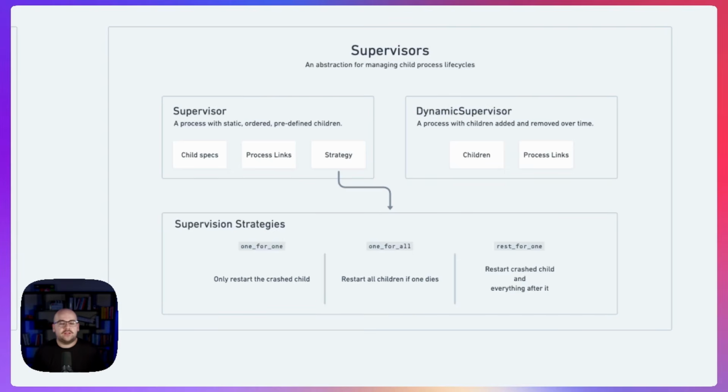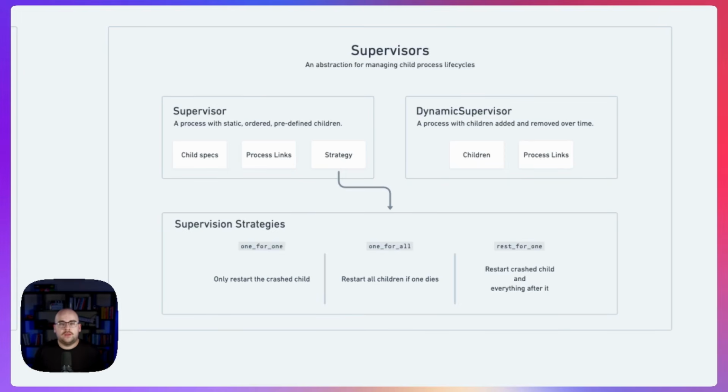And the reason that a supervisor is defined with an order of children is for the rest for one strategy, where if one process fails, all of the ones that come after it in the list will be restarted one by one in the face of an error. On the other hand, a dynamic supervisor is for processes that get created and stopped at runtime. These might represent an agent, an HTTP handler, a game server, anything really that you can't predict at the start of a server.